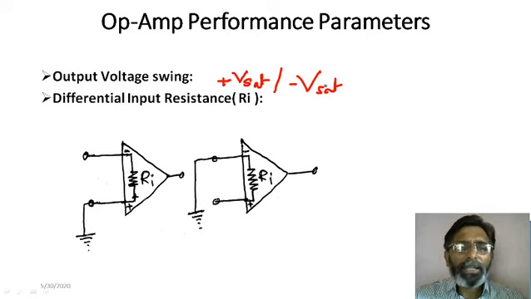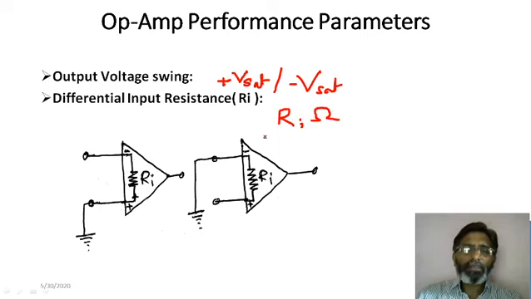Then next is the differential input resistance. We represent it as Ri ohms. You can simply call it the input resistance of the op amp also, and it is measured between one of the terminals, either inverting or non-inverting, and the ground. So it is known as Ri. This is represented here in this diagram. Either you can measure it between the inverting input terminal and ground, or between the non-inverting input terminal and ground.